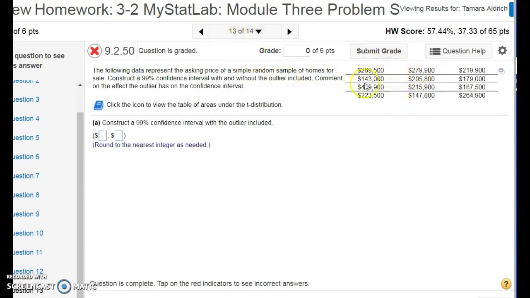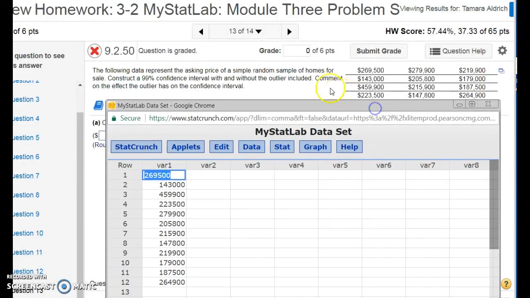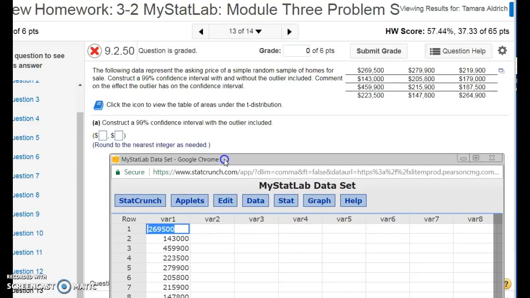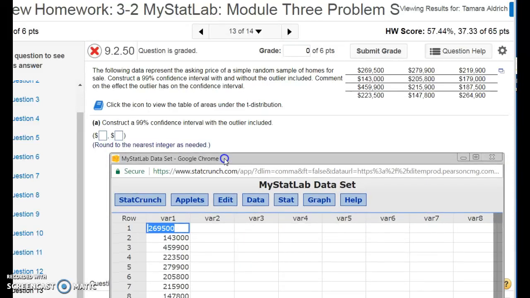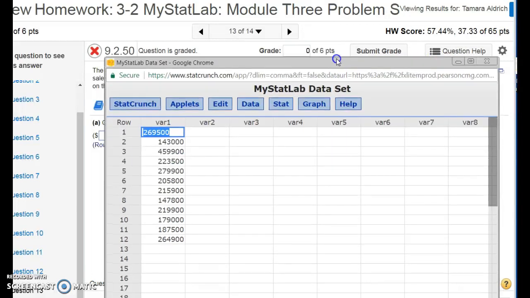For number 13, we actually have a table of data. We're going to want to open that in StatCrunch. Now again, we don't have a population standard deviation. And we're looking here for the mean, right? The following data. It doesn't specifically say you're looking for the mean, but that's what we're looking for here. We don't have any sort of proportion going on. We're just looking for the mean home price with this data.